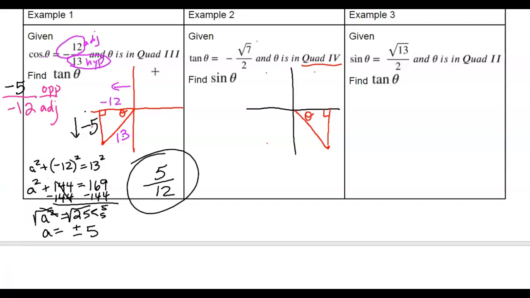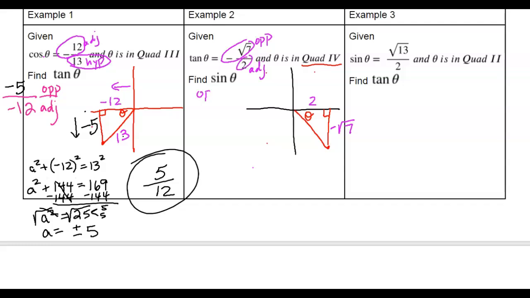Tangent is opposite over adjacent. One of these is negative and we're not sure which one yet, so let's use our picture. So I'm going to go to my angle and the opposite side is root 7, the adjacent side is 2. So which one needs to be negative if we use directions? So I go to the right, yep, that's positive, and I go down. This one should be negative. Okay, see how it kind of matches? So I'll go ahead and just circle so I know those are together.